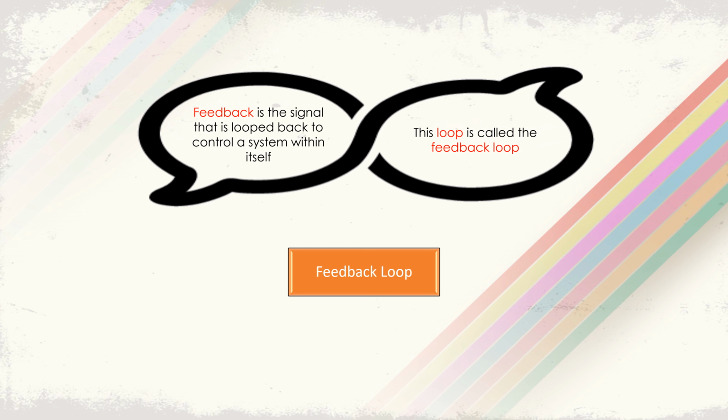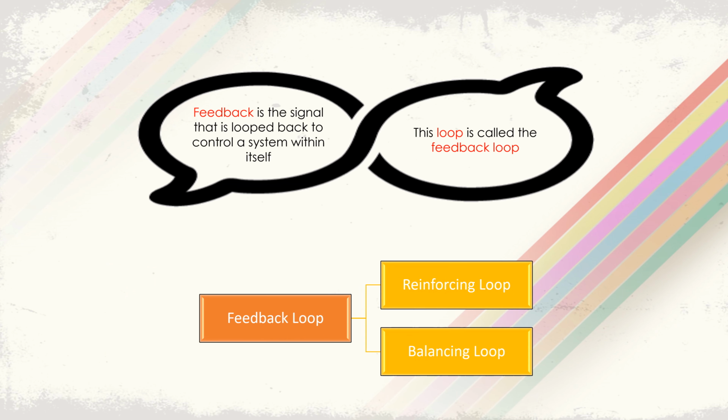Feedback is the signal that is looped back to control a system within itself. So the loop produced is called the feedback loop. There are two types of feedback loop. The first one is the reinforcing loop and the second one is the balancing loop.